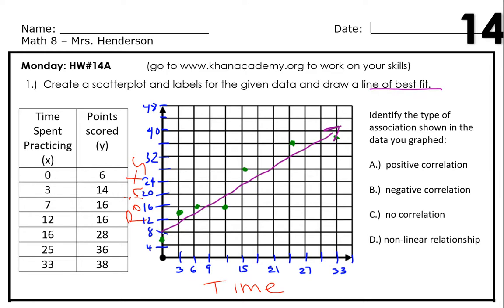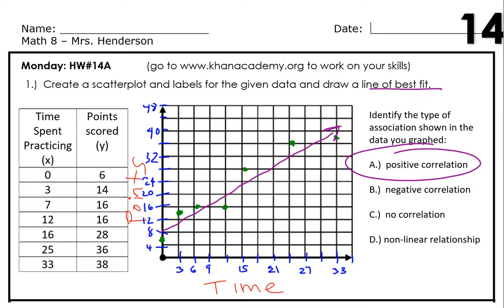So as you can see, as my time value increases, right, as I move from left to right, my time is increasing. And when I look at the data, the points tend to be increasing. So if you need to identify the type of associations shown in the data you graphed, I would say that this line of best fit has a positive slope. So therefore our data has a positive correlation.